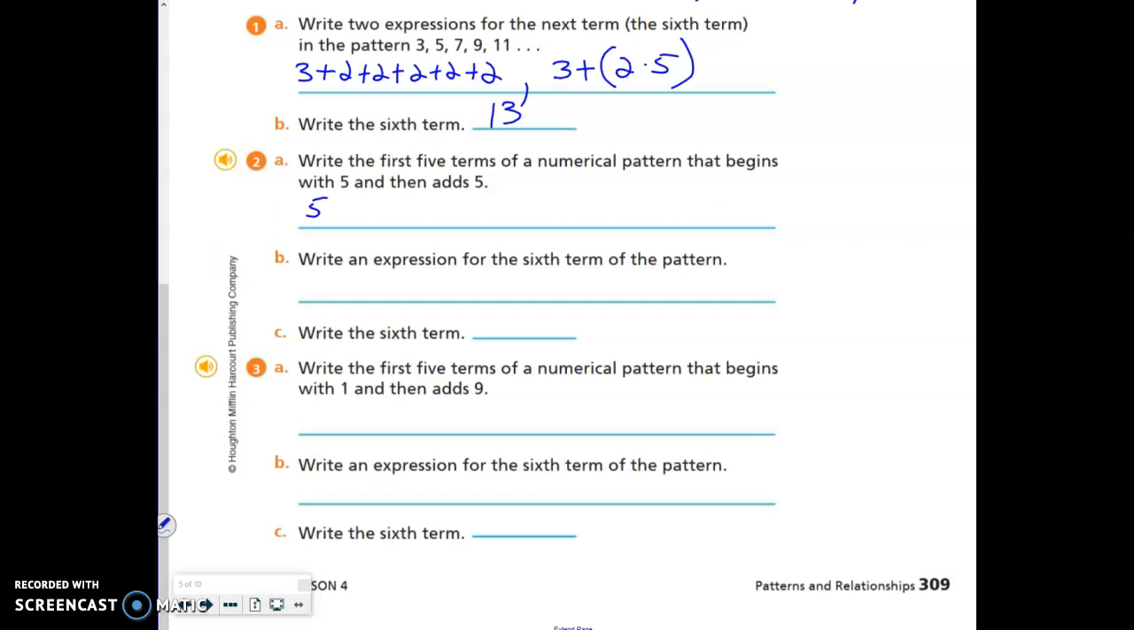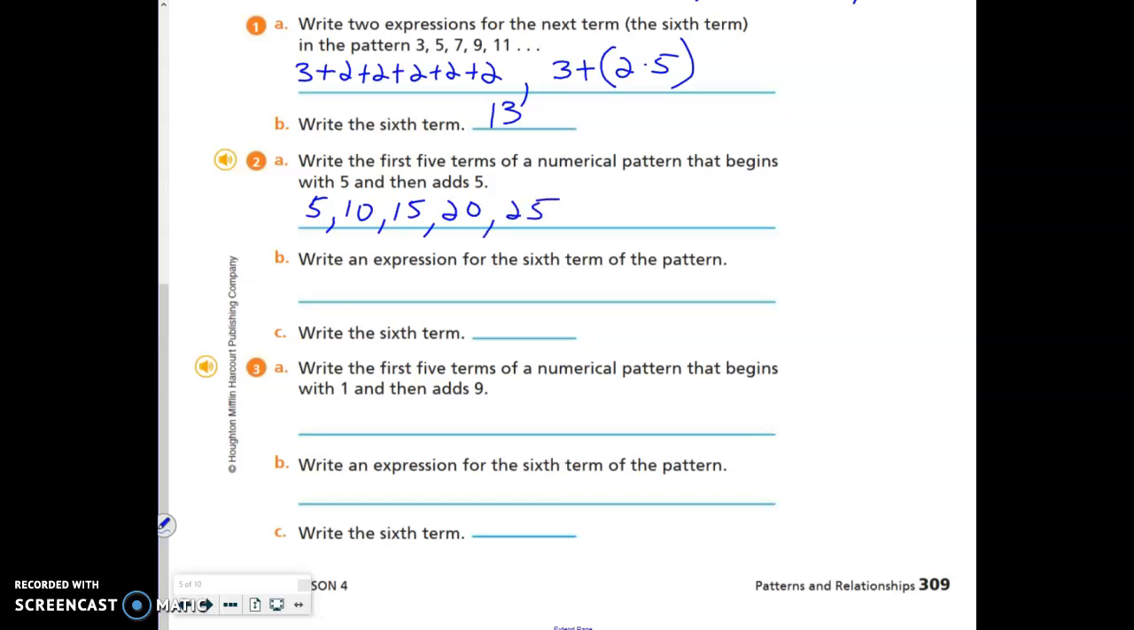So write the first 5 terms of a numerical pattern that starts with 5. So here's 5 and adds 5. So all we're doing now, guys, is adding 5 to each of these numbers. So here's the 2nd term, 3rd term, 4th term, and 5th term.